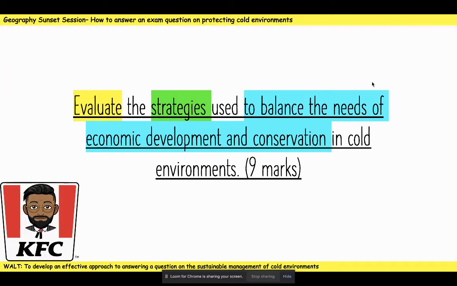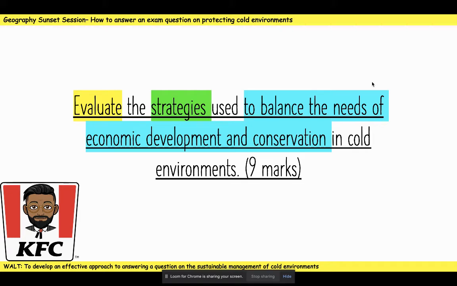So the exam question that we are going to be tackling this Sunset Session, that's what they're called, is as follows. So it's a 9-marker. So it's a big one, and it says, evaluate the strategies used to balance the needs of economic development and conservation in cold environments.